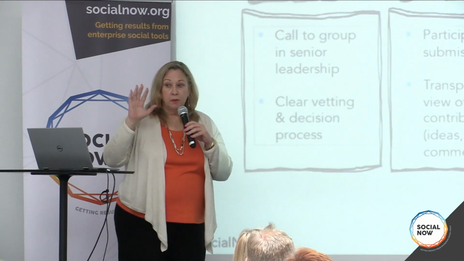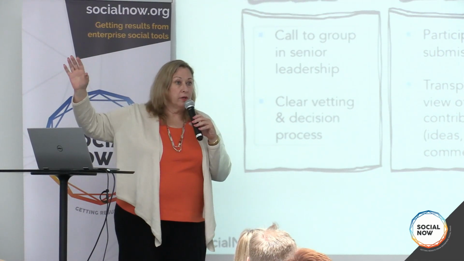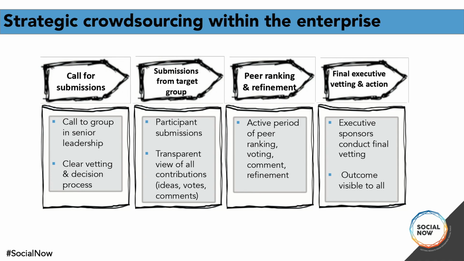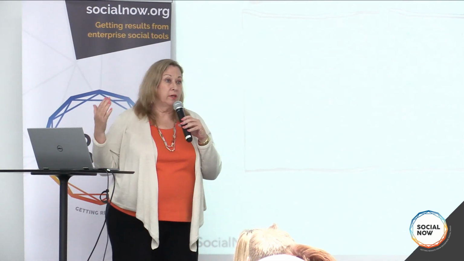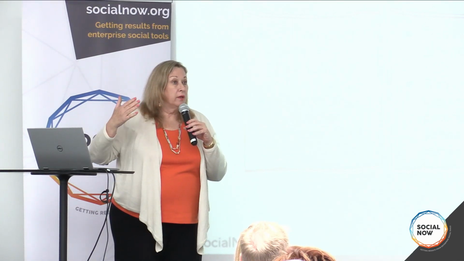I'm not going to go through this flow chart, but essentially you can do strategic crowdsourcing within an enterprise with a very specific kind of process where you target a constituency in your company. You invite them to participate in a very specific way, either ideas or questions, and you get the input from that group, but then it's peer ranked. So anybody that participates gets a voice in supporting the content or the ideas. In some cases, there might be final executive vetting or decision on the overall results, but not during the peer ranking process.